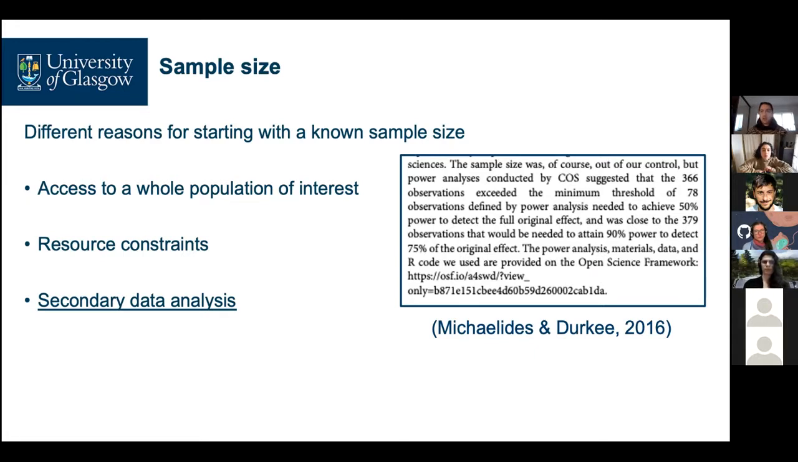It comes across as a little bit sassy, like the sample size was, of course, out of our control. So they had 366 participants, and they were thinking, with this fixed sample size, what could we do with it? Based on the effects that they started with or had an idea about, they would need 78 participants for 50% power, and then it was close to what they would need to achieve 90% power. So it's almost this combination of a priori, what would they need, with what they have.